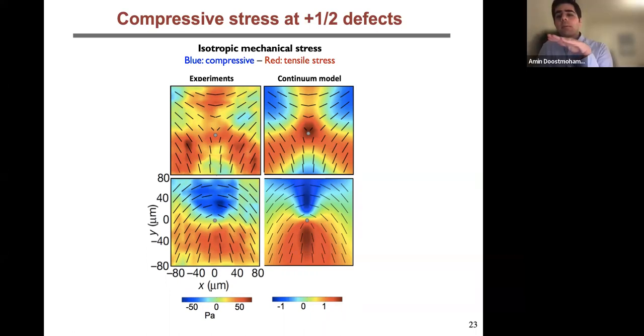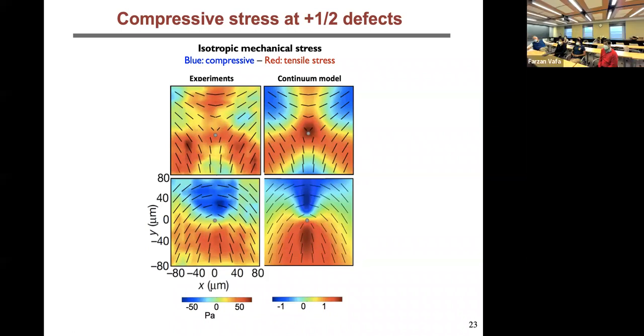So here, how did you measure the compression here? So what you do in the experiments is that you use this technique called traction force microscopy. You have the beads in a substrate that the cells are seated on, and from the displacement of the beads, you can measure the forces, and then you can infer stress from there. So you have the whole stress tensor, and from the whole stress tensor, if you take the trace, then you calculate the isotropic part of the stress. And from that isotropic part, if it is negative, that corresponds to compression. If it is positive, that corresponds to tension.